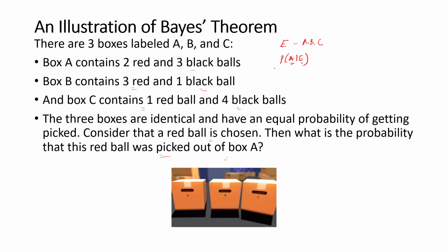We have prior probabilities: probability of A, probability of B and probability of C are each 1 by 3. Why? Because all boxes have equal probability of getting picked. Here they have given the condition of equal probability of getting picked. We have three boxes, so each has probability 1 by 3. Now, to find probability of A given E, we also have to find probability of E given A.